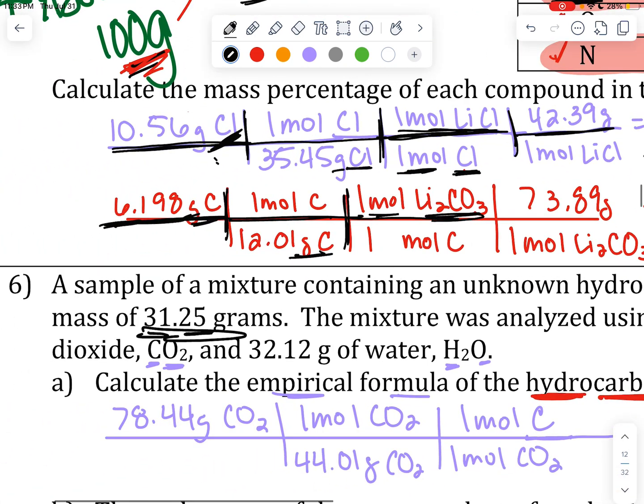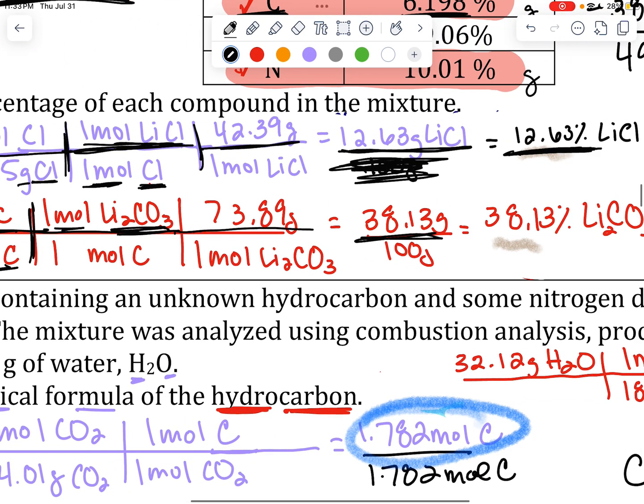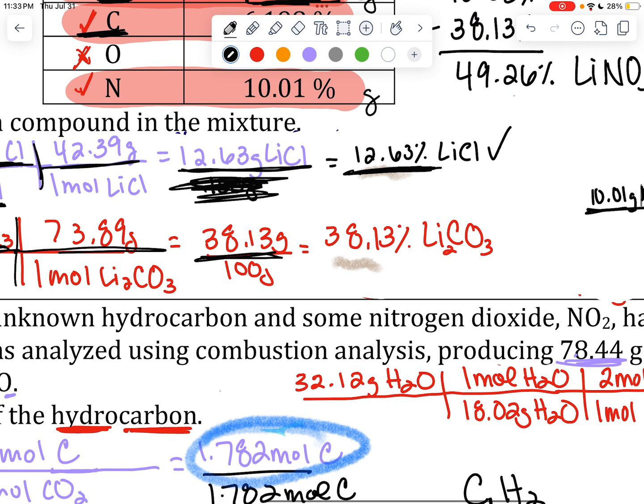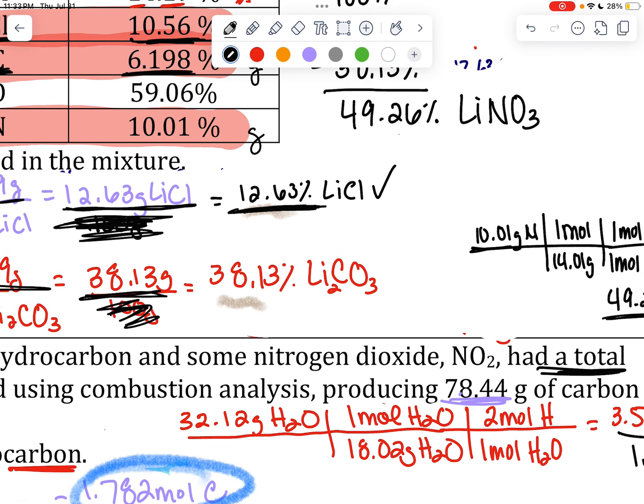So here I draw my T-chart, 1 mole of carbon per 1 mole of lithium carbonate, and then again I draw my T-chart, 1 mole goes on bottom, and then the molar mass goes on top. You're not dividing this by 100, by the way, because it's a 100-gram sample, which means that this is your percent out of 100%. So it's 38.13%.